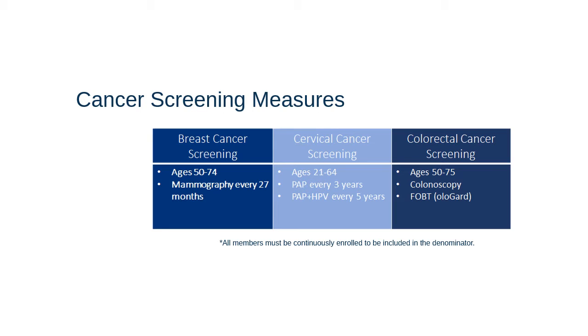The cervical cancer screening quality measure is also based on the recommendations of the U.S. Preventative Services Task Force. The U.S. Preventative Services Task Force recommends screening for cervical cancer every 3 years with cervical cytology alone in women aged 21 to 29 years. For women aged 30 to 64 years, the U.S. Preventative Services Task Force recommends screening every 3 years with cervical cytology alone and every 5 years when cervical cytology is done in combination with HR-HPV testing.